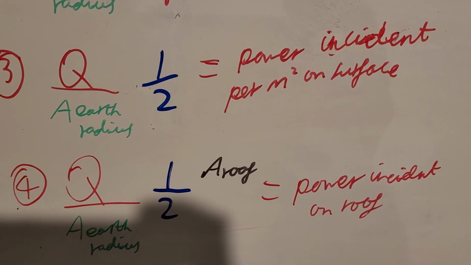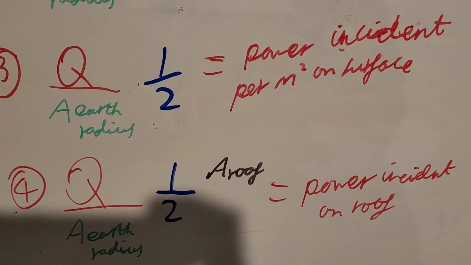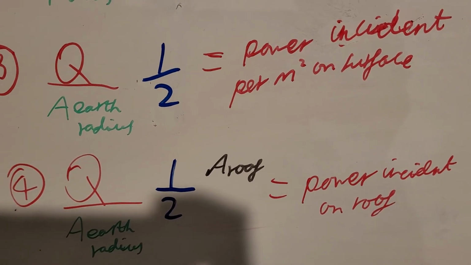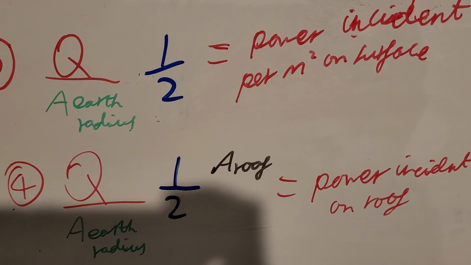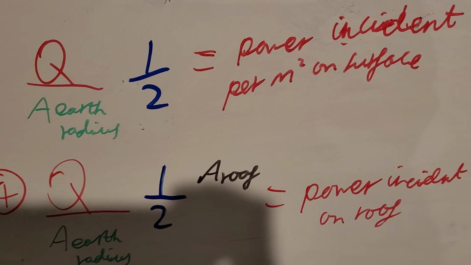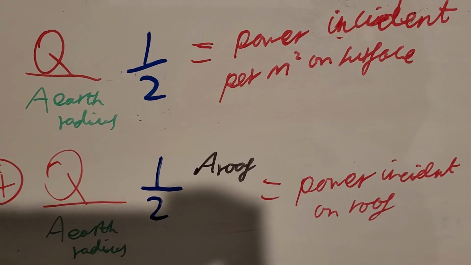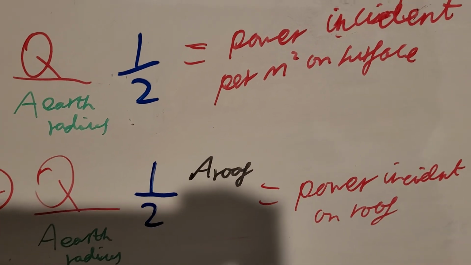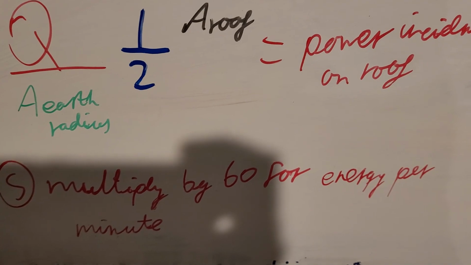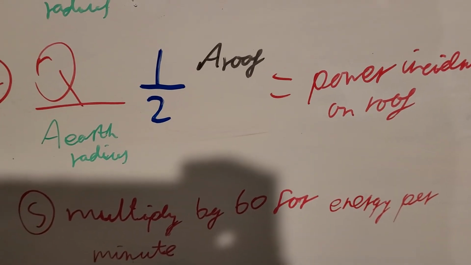So the previous equations gave you the energy per meter squared. Now we know that our roof has a given area, and we want to know how much energy we have on that roof. So if you multiply your current value, which would be an energy per unit area, by an area, you'll end up with a unit of energy. The last thing we need to do is multiply this by 60, so we get the energy per minute. And that's basically how you do this question.